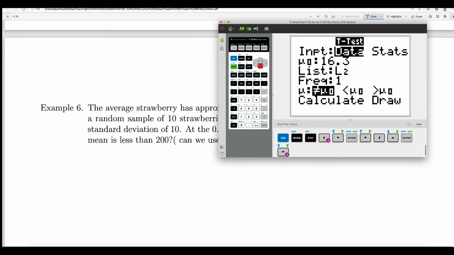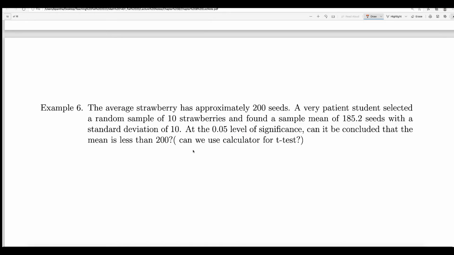It works exactly the same way. The only difference is you need to enter the data in L1, L2, L3 through stat, then hit enter and enter the data. And you need to pick Data here, okay? The process is exactly the same as finding the confidence interval, but you need to do t-test instead of t-interval. Okay, let us do one with the p-value method, and also using the calculator as well.